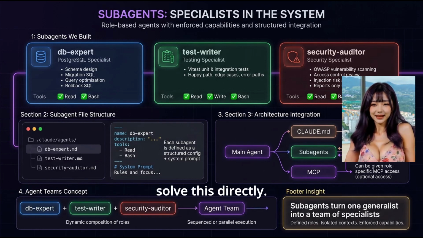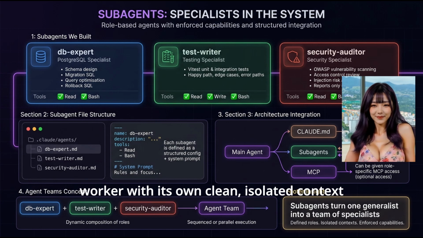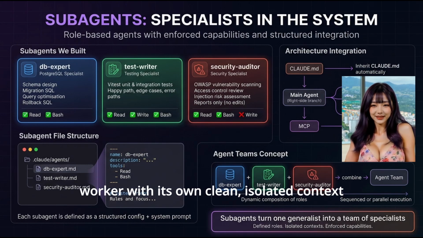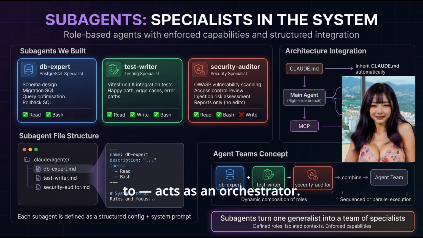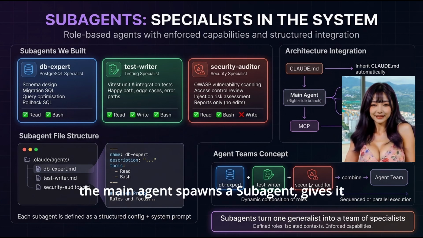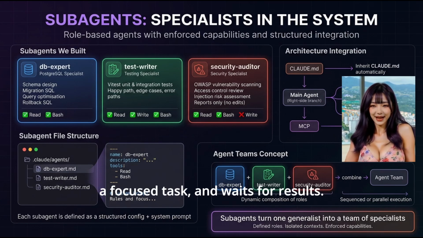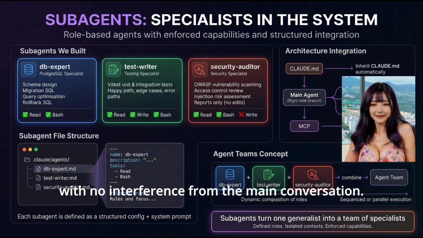Subagents solve this directly. A subagent is a completely separate Claude worker with its own clean, isolated context window. The main agent, the one you are talking to, acts as an orchestrator. When a task is large or specialized enough, the main agent spawns a subagent, gives it a focused task, and waits for results. The subagent works in its own context with no interference from the main conversation.